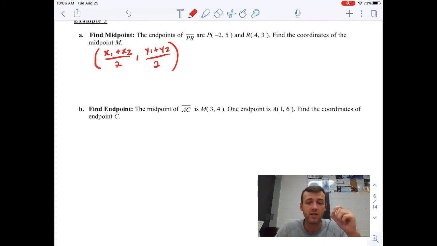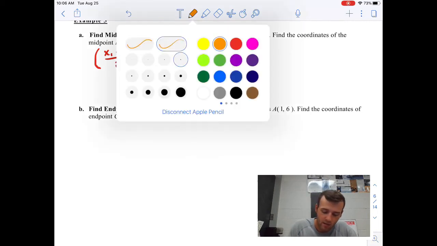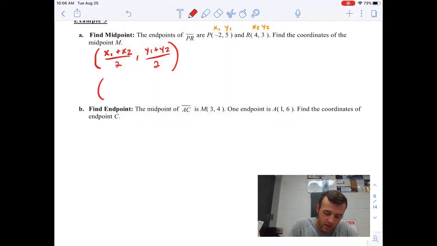The number one place I see students make mistakes is just putting the values in the correct spot. So here is a little tip from me that I would recommend. Here is my first point P. There's my x and y coordinate. So I'm going to say x1, y1. My first x, my first y. For R, that's x2 and y2. My second x, my second y. Then I'm going to go ahead and put this in my formula.